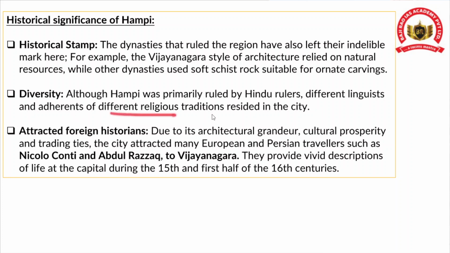So adherents of different religious traditions resided in the city. Hampi and the Vijayanagara Empire as a whole attracted foreign tourists and historians because of the architectural grandeur of Hampi. You can mention examples such as the European and Persian travelers Niccolo di Conti and Abdul Razak. They paid a visit to the Vijayanagara Empire, primarily because of the architectural grandeur at Hampi in particular, and the Vijayanagara Empire in general.